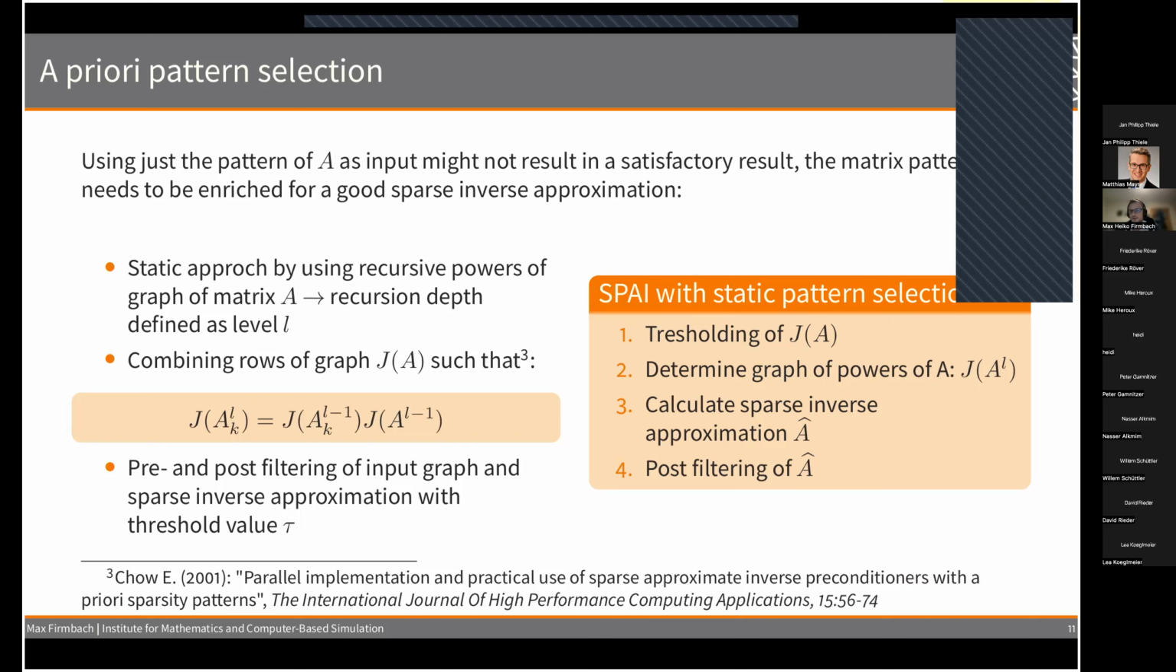And our overall algorithm for this inverting process in the end reads the following. We do a thresholding of the input graph of matrix A. We determine graph powers of A to enrich the sparsity pattern. We calculate our sparse inverse based on this Frobenius minimization approach. And in the last step, we do a post filtering of our approximate inverse. And with this, we get a really good approximation of our Schur complement, which is essential for a converging method in our application case.